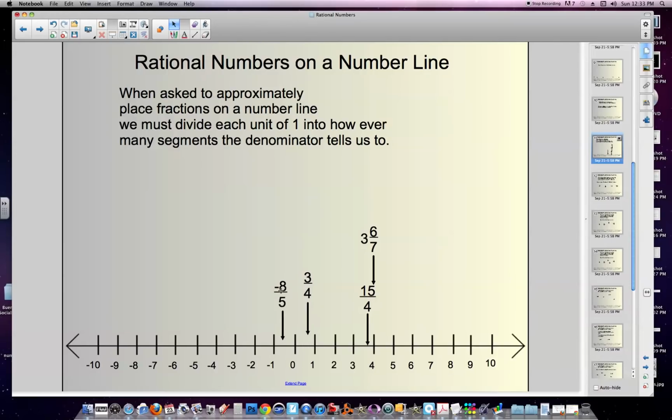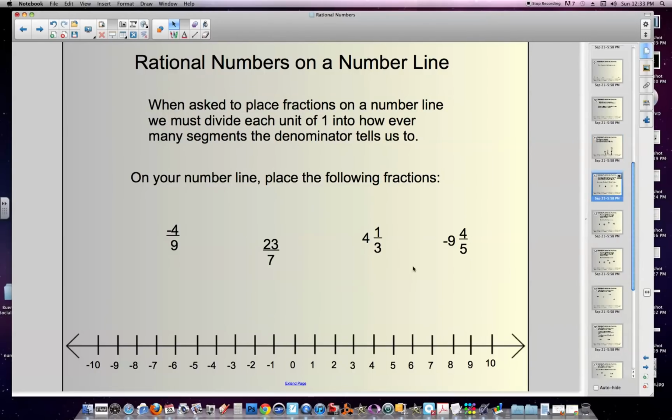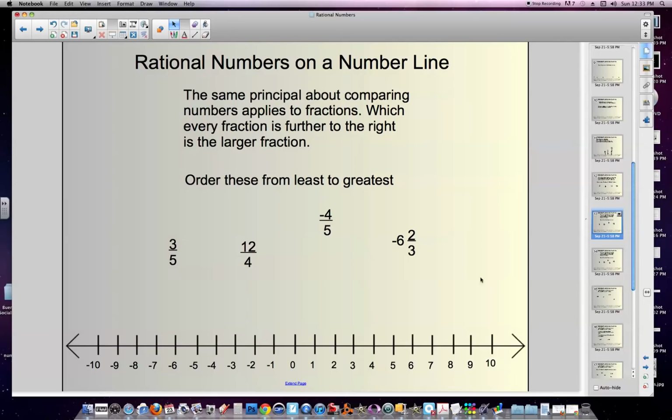And then same thing over here, negative 8 over 5. So 1, 2, 3, 4, 5, 6, 7, 8. That's about where negative 8 over 5 would be on the number line. So then in class, I would ask you to put some of these out on your number line as well, and to be able to order these numbers from least to greatest. This, once again, can be easily done just by putting it on the number line.